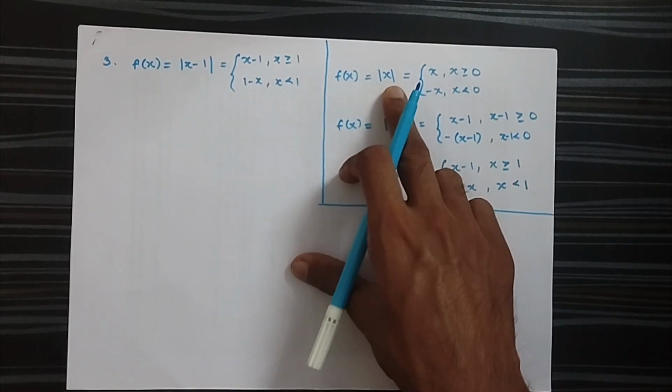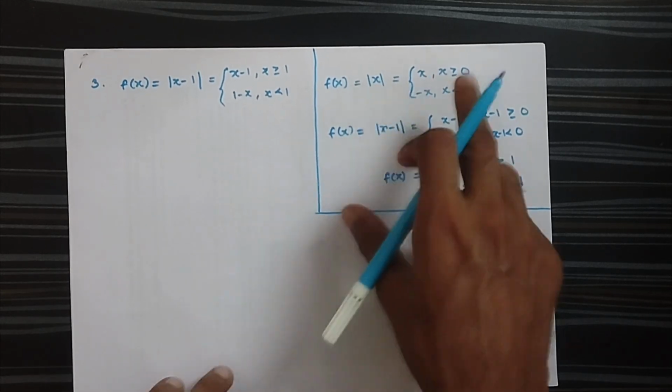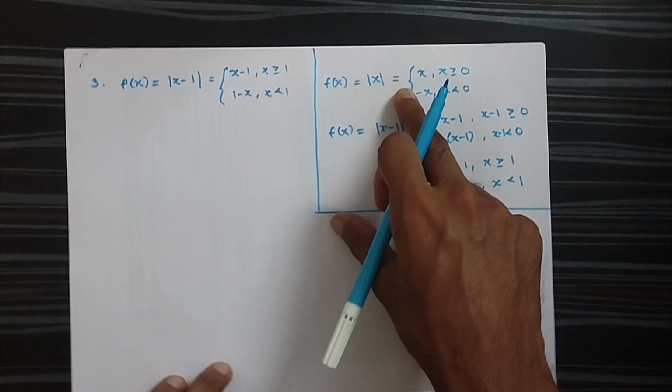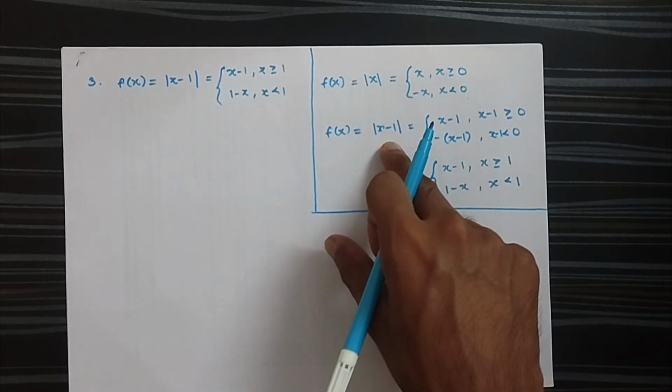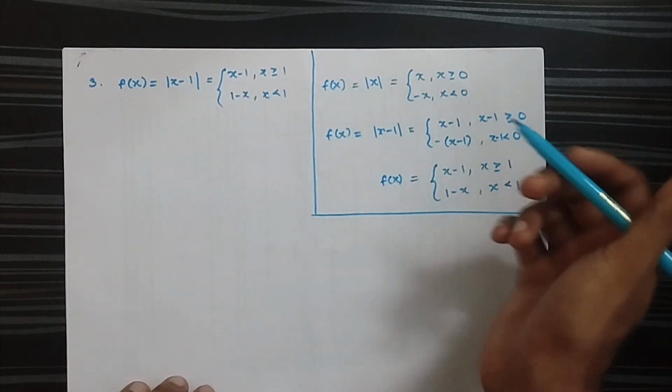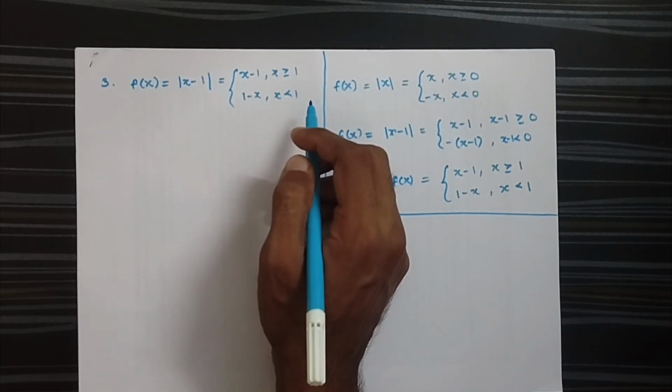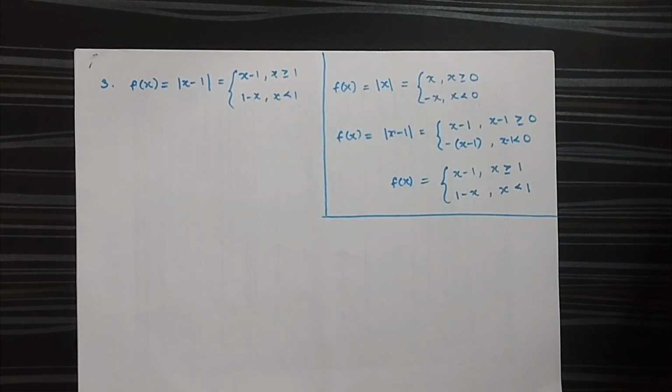So that is our working column. First think of the standard modulus function and rewrite everything in terms of our question. Wherever x is there, we place our x minus 1, or the expression you have at hand, and then simplify it. So this is our question. Now we have to find the domain and range of this piecewise function.